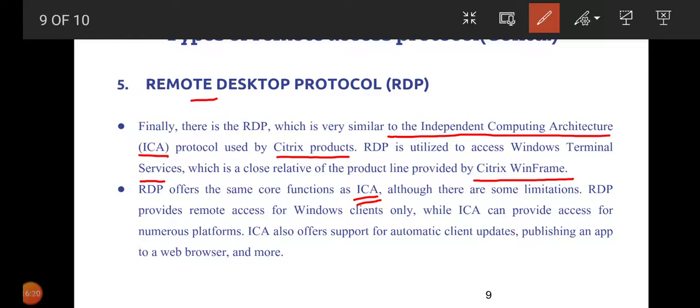Although there are some limitations, RDP provides remote access for Windows clients only, while ICA can provide access for numerous platforms. So basically, when you're talking about remote desktop protocol, it offers the same functions as ICA, but generally it will provide more functionality towards Windows-based machines. However, since it also implements some part of the ICA protocol, it also has the potential of providing access to multiple platforms.